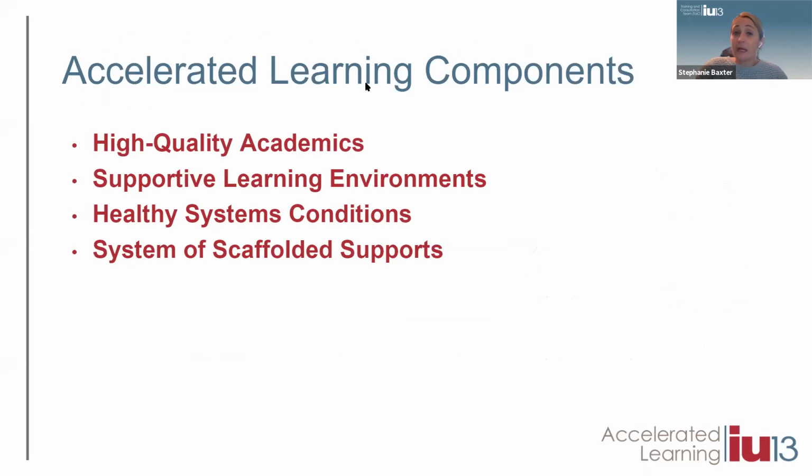So the accelerated learning components are as follows. We have high quality academics, and the purpose of that component is to define those instructional changes that are needed to foster a culture of data-informed decision-making, to ensure that every learner has access to the instructional strategies, materials, and supports that they need in order to successfully engage with the content and then master the grade level content as well.